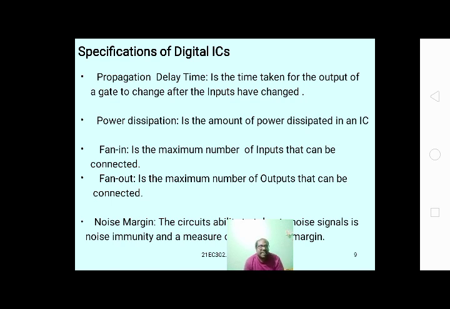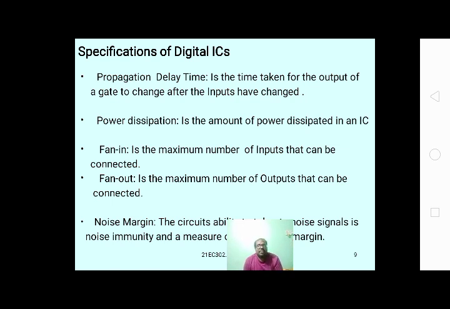Power dissipation, the second one. It is the amount of power dissipated in an IC. We can explain this with the help of an example: during the operation, some amount of heat is dissipated from the logic gate. That amount of power dissipated in an IC is called power dissipation.